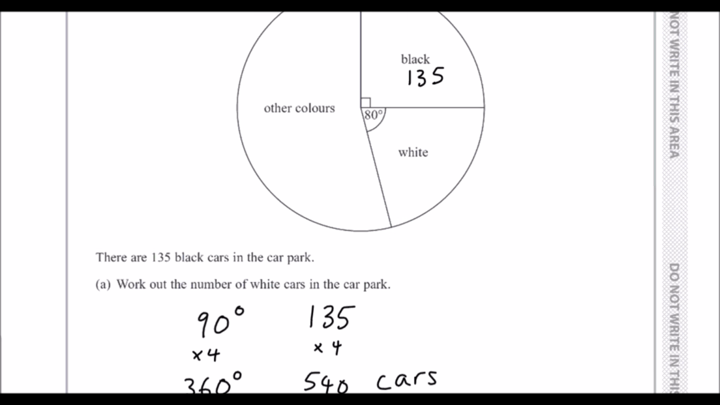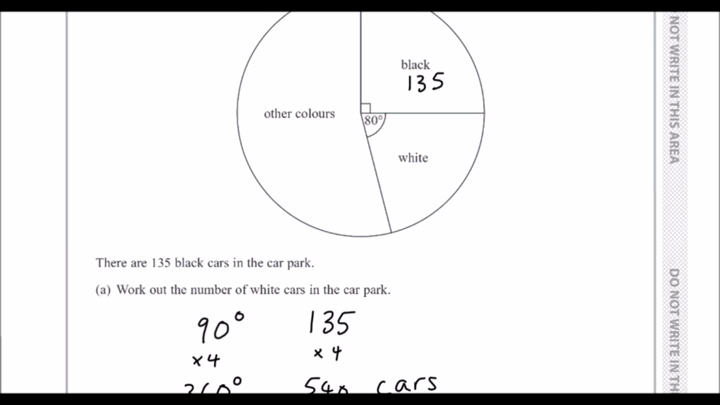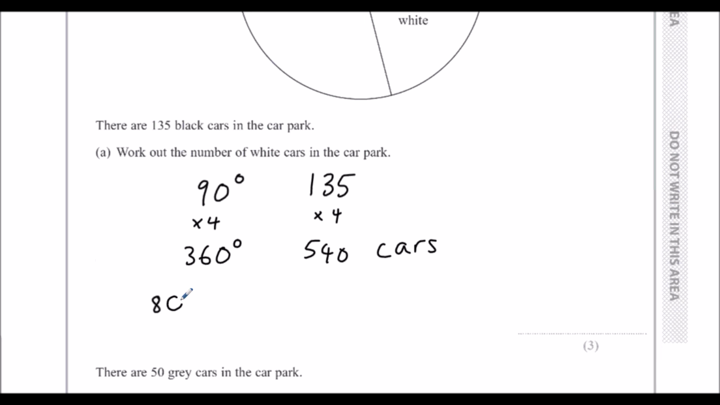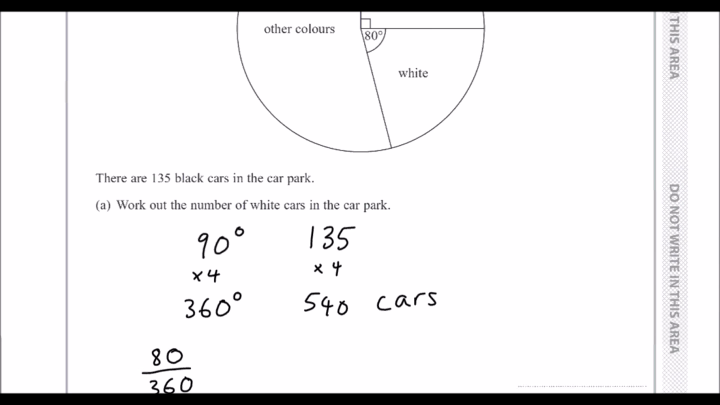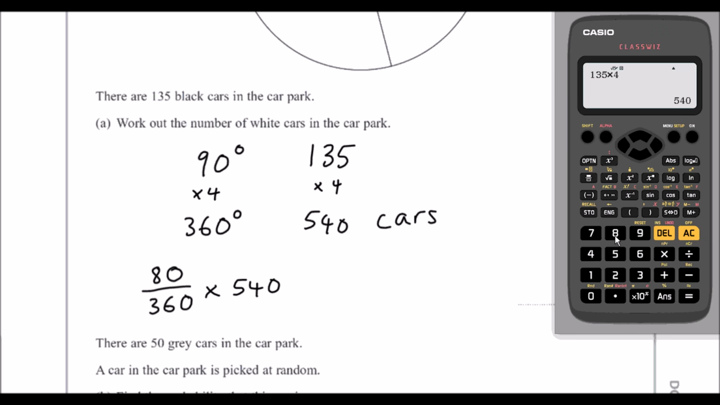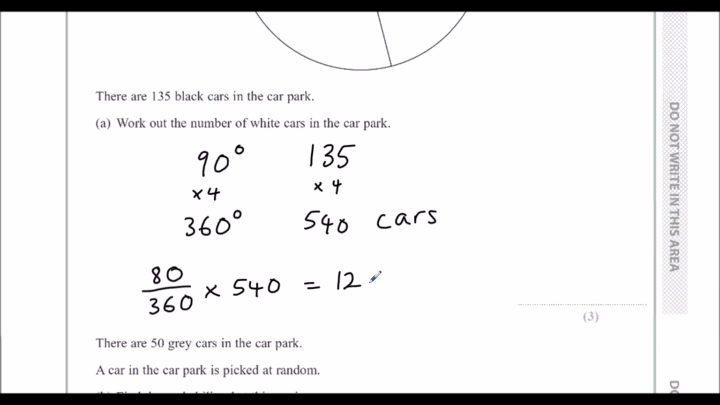So in total, there are 540, and white is 80 degrees of it. So 80 360ths, that's the fraction that is white, times 540. That fraction of means times. So 80 over 360 times 540 is 120. So it's 120 white cars.